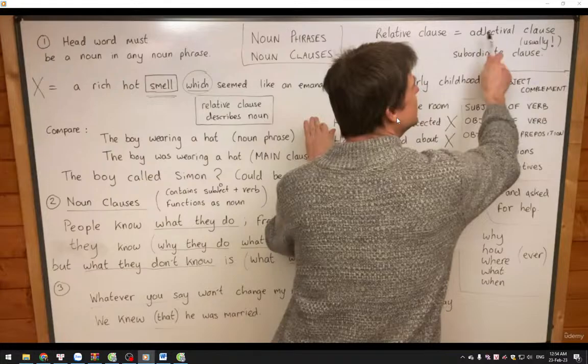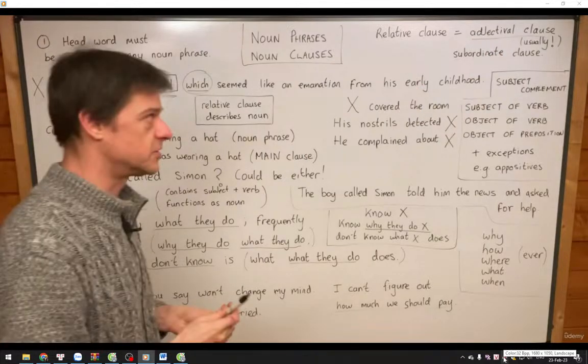I want to point out as well that a relative clause is a type of subordinate clause. Subordinate clause means it's not complete on its own. You can't just say, which seemed like an emanation from his early childhood. You can't say that and make a complete sentence. It isn't a complete sentence. But it is a clause. We still call it a clause.